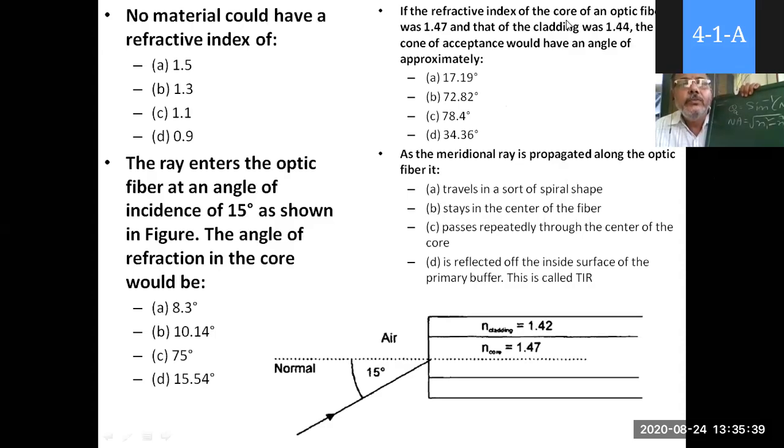So 1, 2, 3, 4, 5, 6, 7, 8, 9, 10, 11, 12. Okay. Yes. The answer is C. Passes, just now we discussed it. Passes repeatedly through the center of the core. That is, it crosses or cuts the axial line. So that is the answer. Good. Very good.